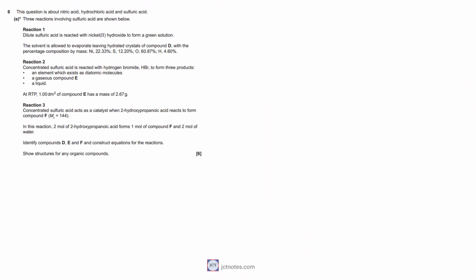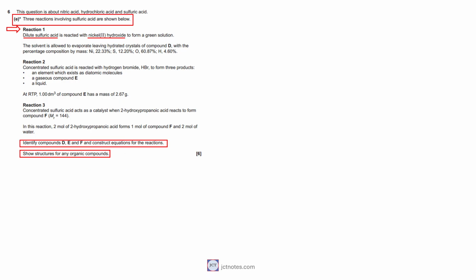In Part E of Question 6, we are given 3 reactions involving sulfuric acid. We are asked to identify 3 compounds formed in each of these reactions, showing structures for any organic compounds. In Reaction 1, dilute sulfuric acid is reacted with nickel(II) hydroxide to form a green solution. The solvent is allowed to evaporate, leaving hydrated crystals of compound D, and we are given the percentage composition by mass of these crystals, containing nickel, sulfur, oxygen, and hydrogen.